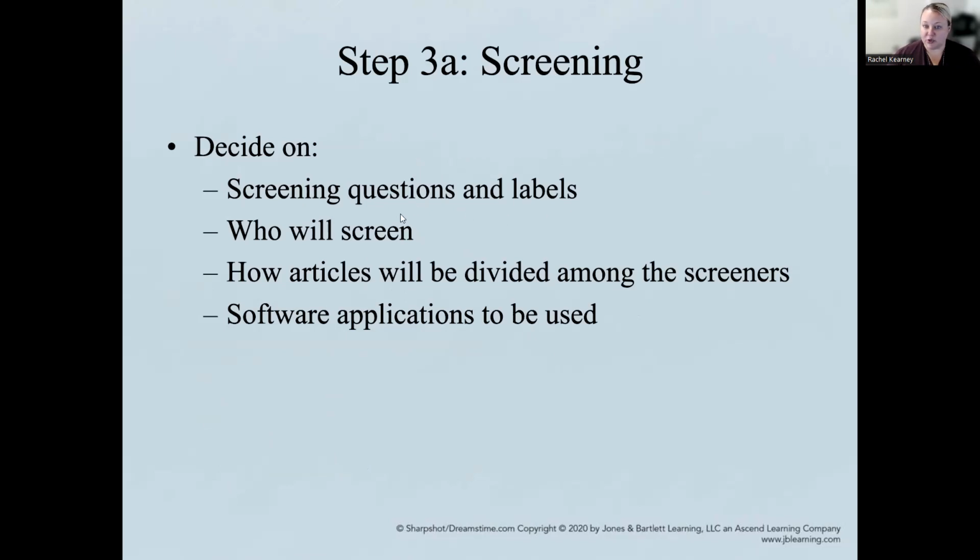screening these articles. Who's going to screen them? So they're going to check, is this a randomized control trial? Is BMI and weight an outcome? And so sort of like a checklist of, does this meet our criteria? And you may have within your team different people doing different parts of this.